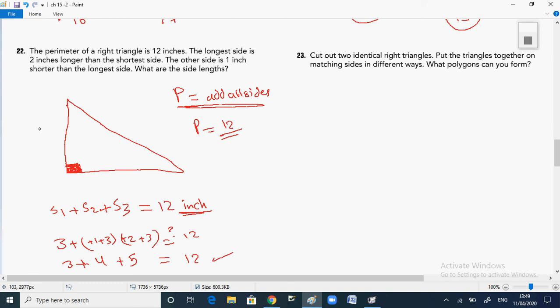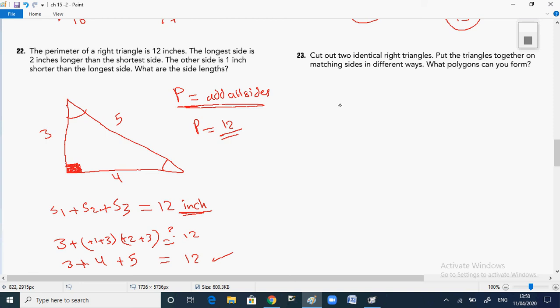Yes. So the smallest one is 3 inches, the medium one is 4, and the largest one is 5 inches. Okay? Now acute, look here. It's acute, yes, it has 2 acute angles and 1 right angle, and it's scalene. Now for the last question: cut out 2 identical right triangles. Put the triangles together on matching sides in different ways. What polygons can you form?